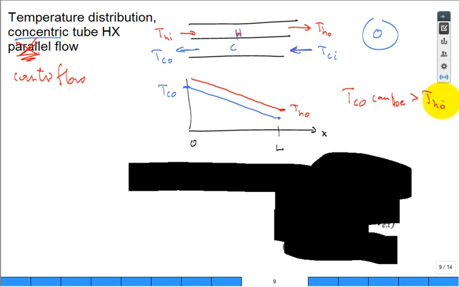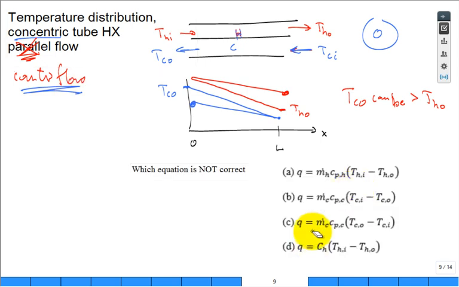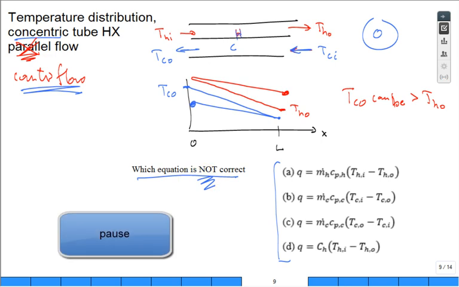It doesn't have to be. I mean, the actual heat exchanger may look like this, with the hot fluid doing this, and the hot out is still greater than the cold out. But especially if it's long enough, the cold out can be warmer than the hot out. So there are a lot of heat exchangers which are counterflow. Okay, this clicker question is still valid. I've written four equations right here, A, B, C, and D. One of them is incorrect. One of them's wrong. Which one is wrong?